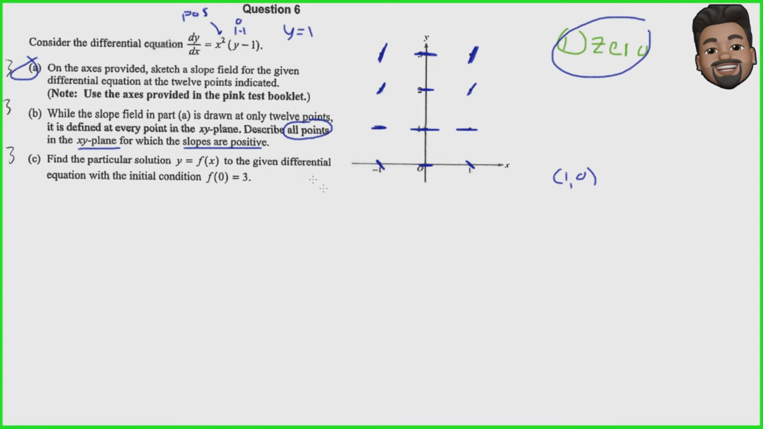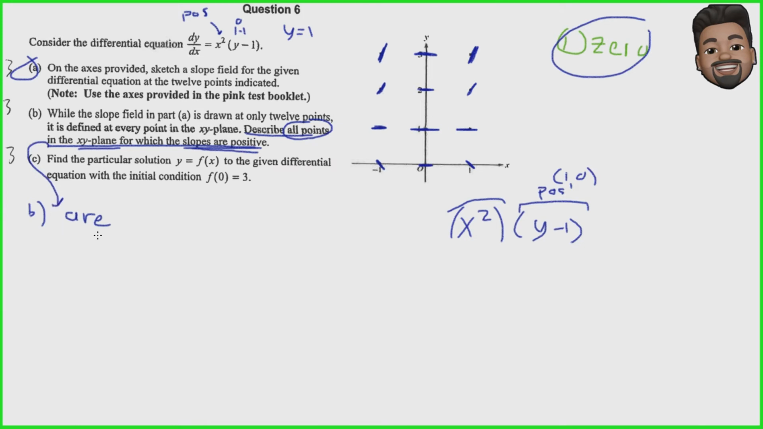Now, what do we know so far about our function? Well, we know x squared will always be positive, right? And if this is always positive, then if we want our slopes to be positive, we need this to be positive. How do we make this work? For part B, we're going to say all the points in the xy plane for which the slopes are positive are... for the sake of time, I'm not going to rewrite all this out, but we're going to write that down here and say are when, well, first things first.